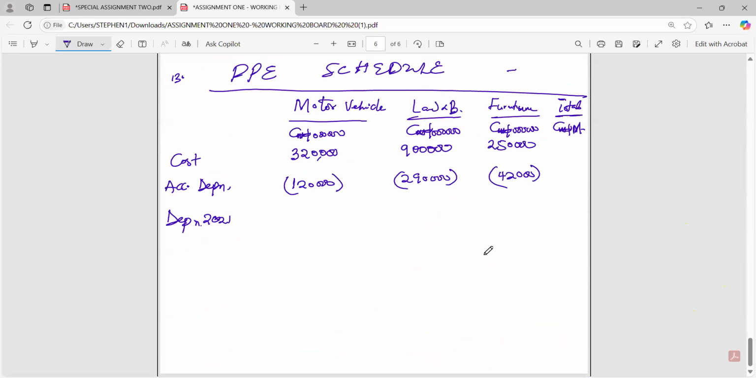So go and take the cost. Straight line means the cost. So take the cost divided by 5 years. This cost divided by 5: 64,000. Land and building: 900,000 divided by 20 years: 45,000. How many years did you divide it with? 20 years.